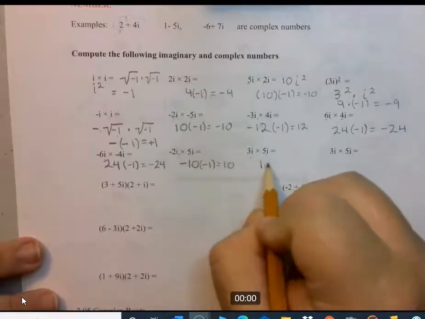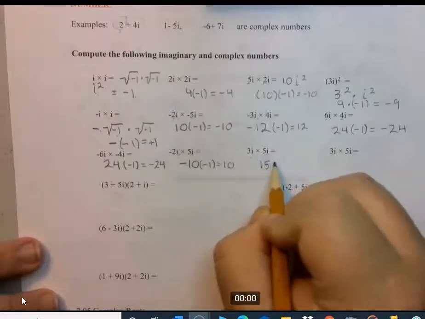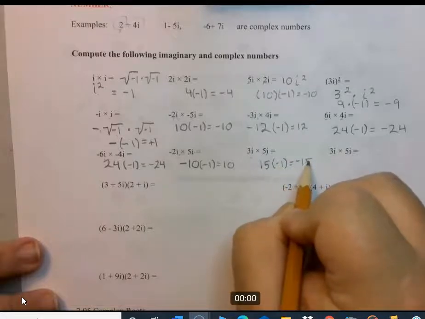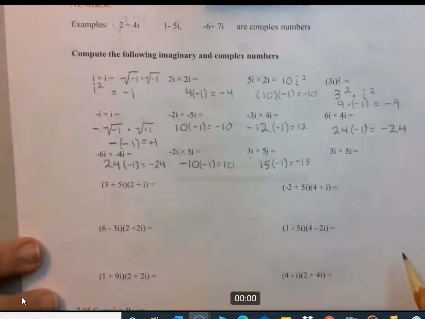3 times 5 is 15. i times i is negative 1. Negative 15. And that was a duplicate, so we scrap.